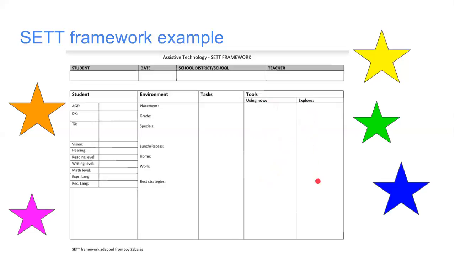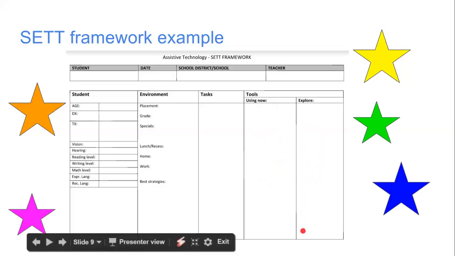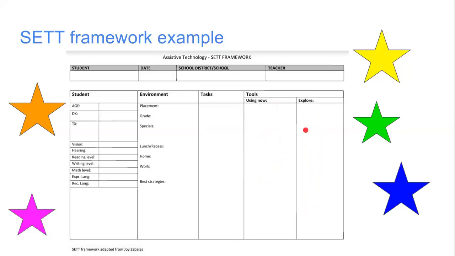And then the Explore column would be the things that we're going to talk about as a team. What could we possibly explore? And I like to use this as brainstorming. So I like to bullet point as many things as we can brainstorm, and then go back and say to the teacher, okay, why don't you pick one that you feel will be the easiest for you to try, or maybe two that you think will be really good to try. But I like to brainstorm in this column. So that's the SETT framework that we use at the Capital Area Intermediate Unit.